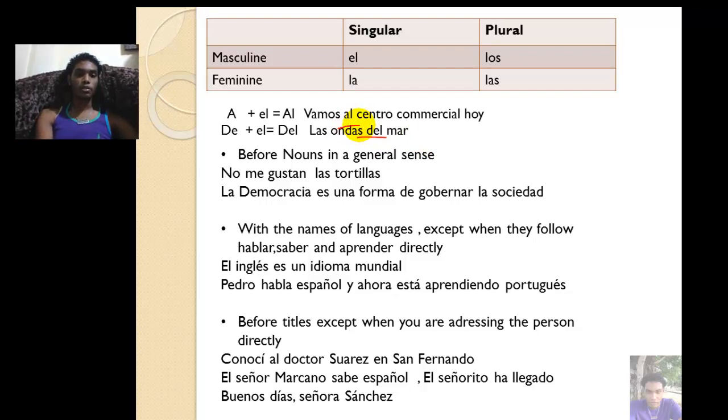These articles are used before nouns in a general sense. No me gustan las tortillas. I don't like omelets. La democracia es una forma de gobernar la sociedad. Okay, democracy is a form of governing society, right?